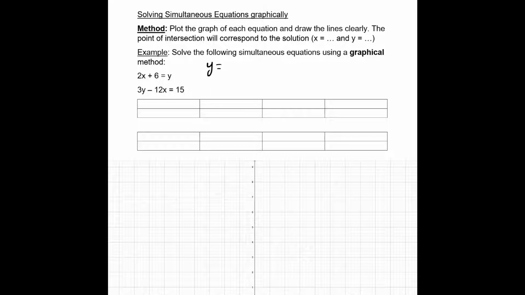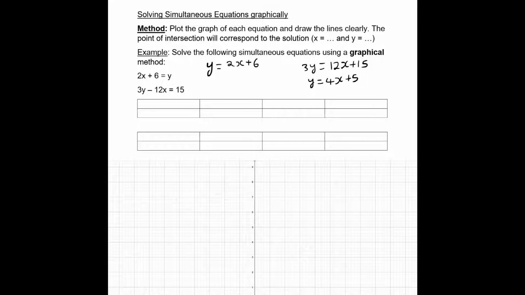First equation is already in that form. It's y equals 2x plus 6. I'm going to have to do some rearranging for the second one. The first thing I'm going to do is add 12x to both sides, so 3y equals 12x plus 15. I'm now going to divide both sides by 3, so y is equal to 4x plus 5.